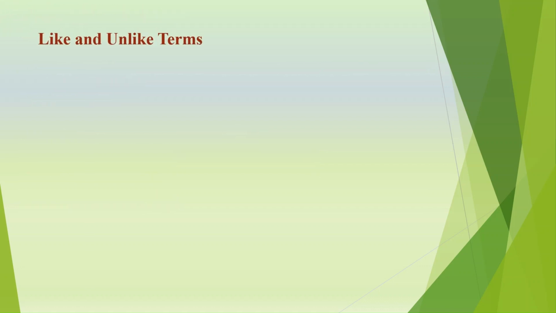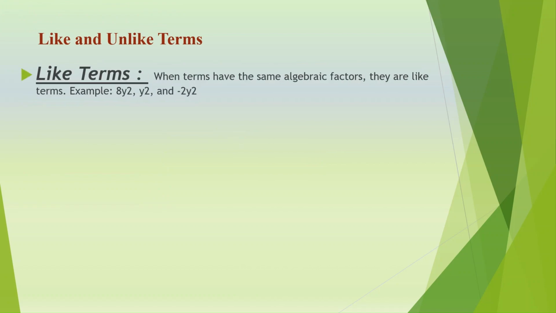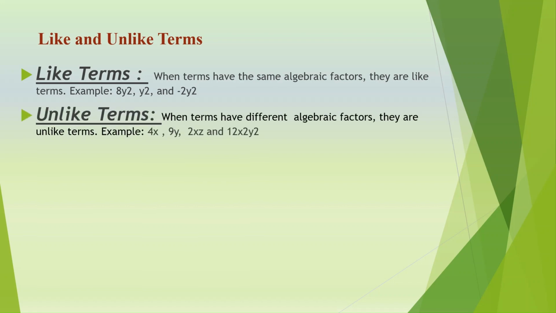Okay, like and unlike terms. Like terms are the terms which have the same algebraic factors. So, in the example 8y², y² and minus 2y², you can see something common: y², y², y². So these are terms which have the same algebraic factors. So, these are like terms. Whereas unlike terms are the opposite, where terms have different algebraic factors. For example, 4x, 9y, 2x, like these.